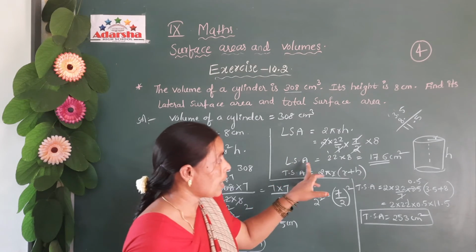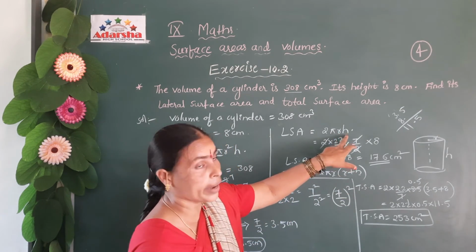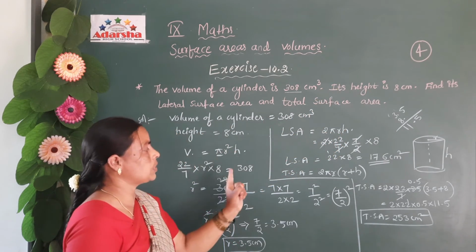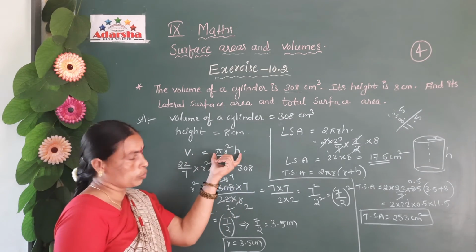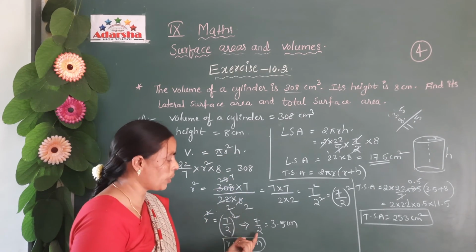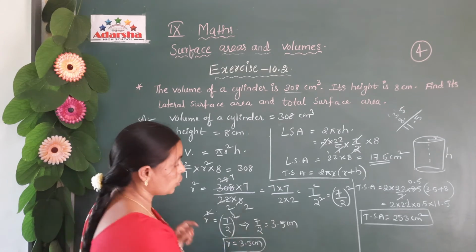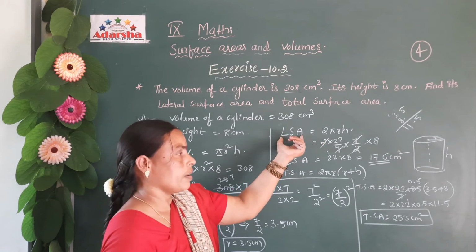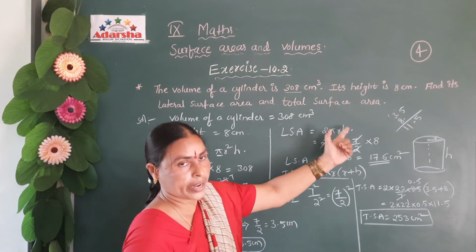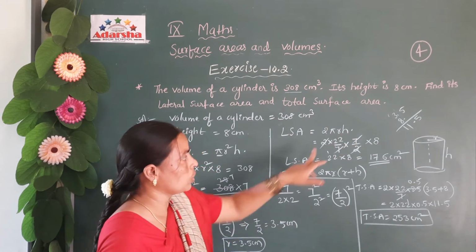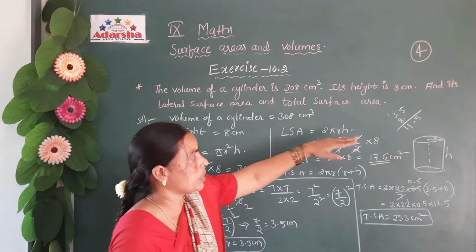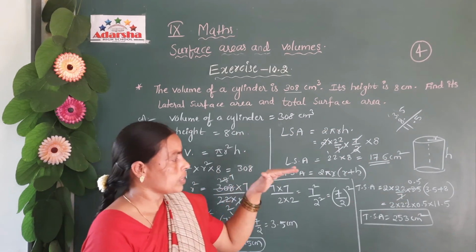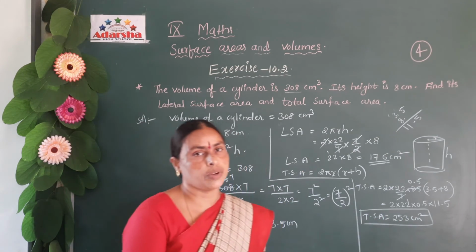For finding the lateral surface area we have to know the radius and height. But they have given only the height of the cylinder, and the radius is not given. But the volume of the cylinder is given. By substituting the volume of the cylinder, we get radius equal to 7 by 2, that is equal to 3.5 centimeters. Now you know the radius and height of the cylinder, then substitute in LSA equal to 2 pi RH. Radius we got 7 by 2 and H we know 8 centimeters. By substituting that we get LSA equal to 176 centimeter square and TSA equal to 253 centimeter square.